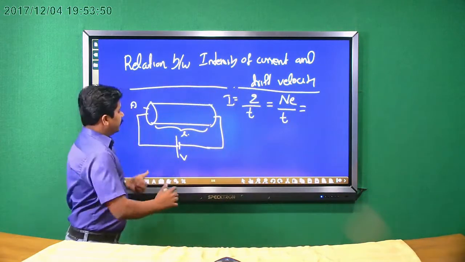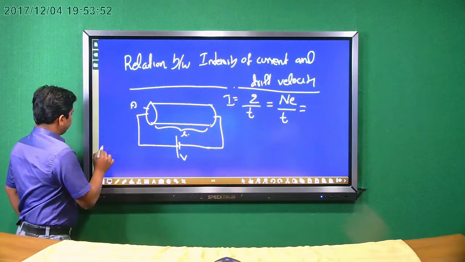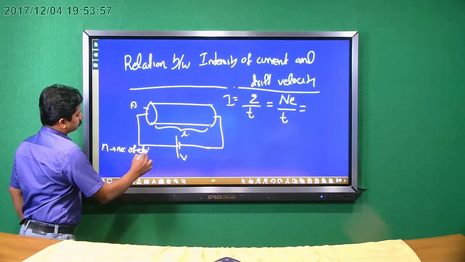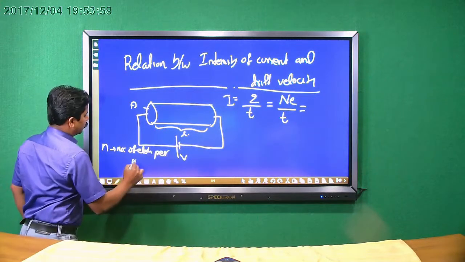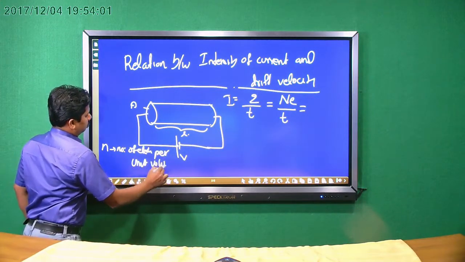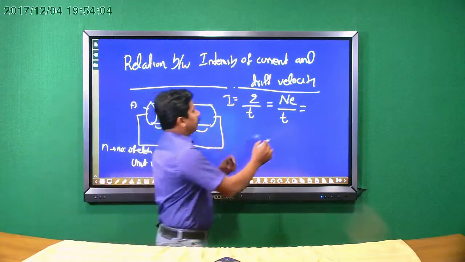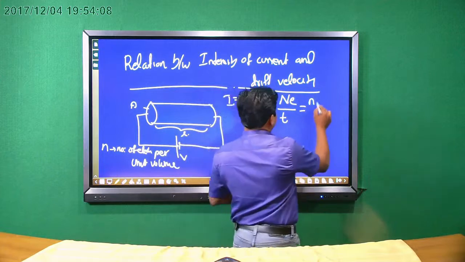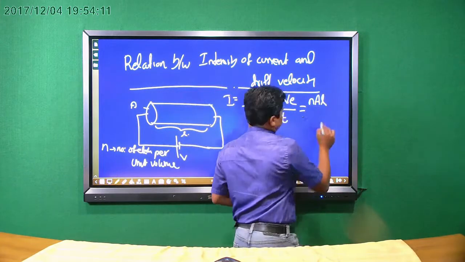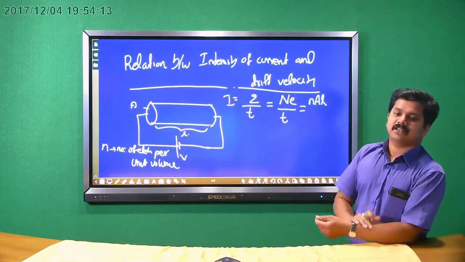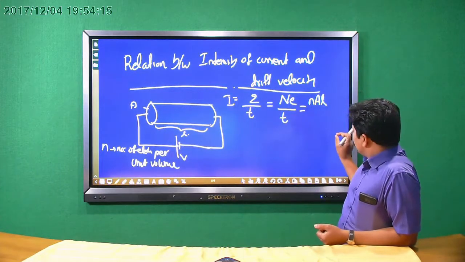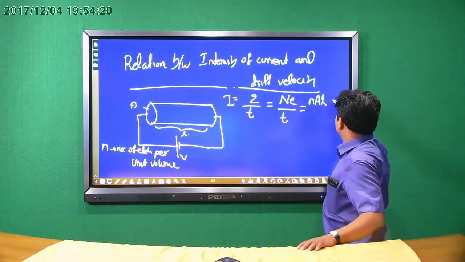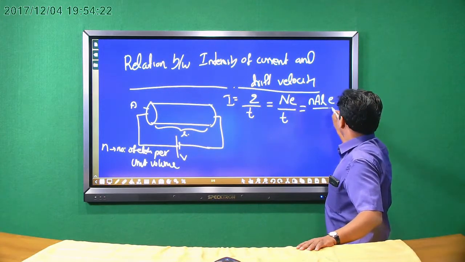So take n as the number of electrons per unit volume. Then N will be equal to n into volume, that is area into length. The area of cross section into length will be the volume of the conductor. n is the number of electrons per unit volume, so n into volume will give the total number. So I equals n A L e by t.